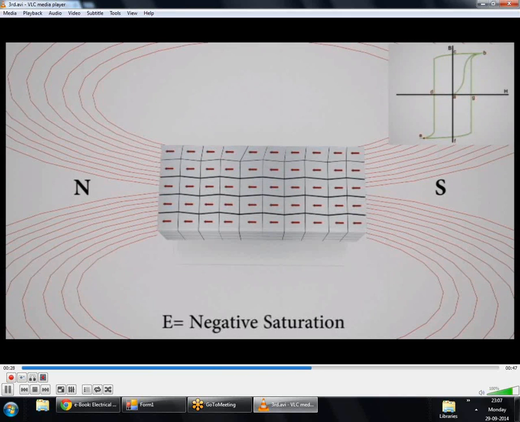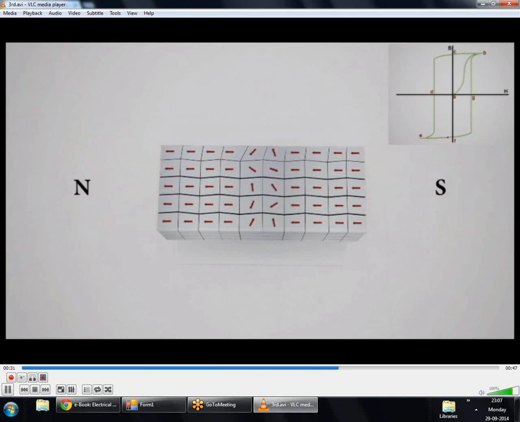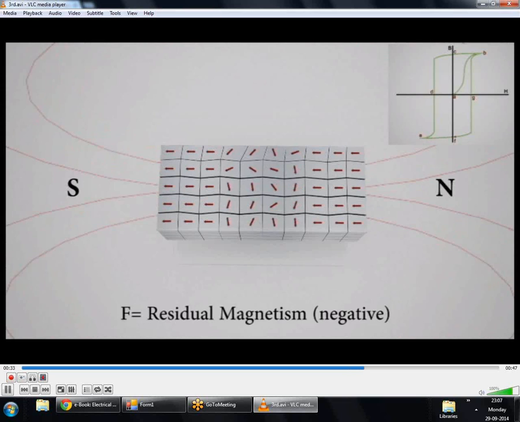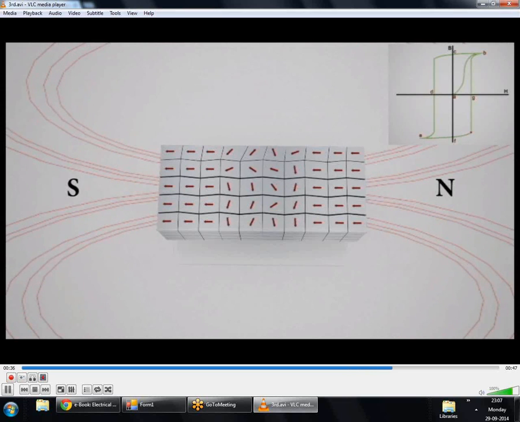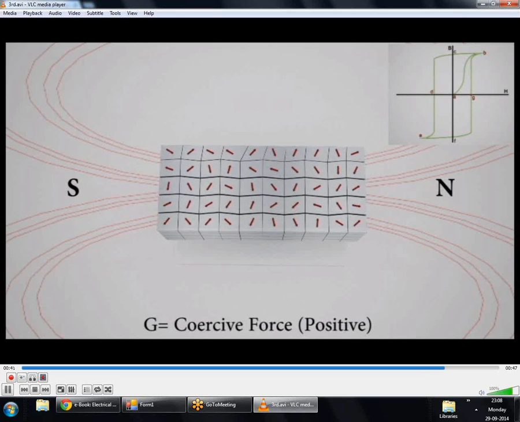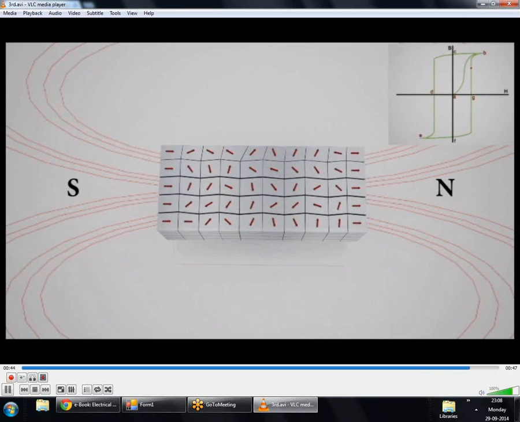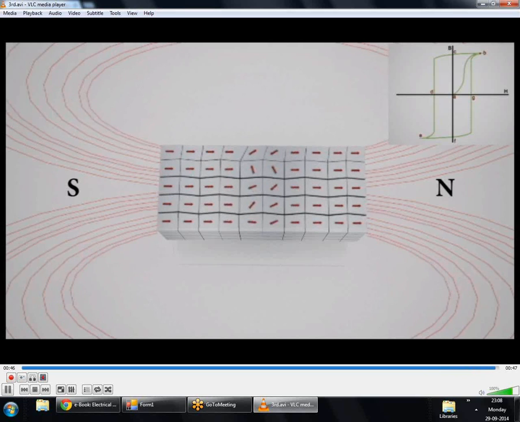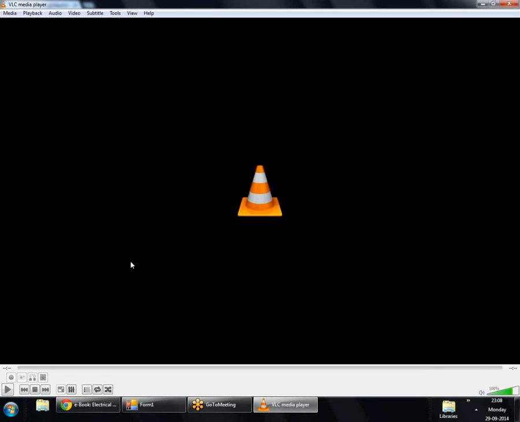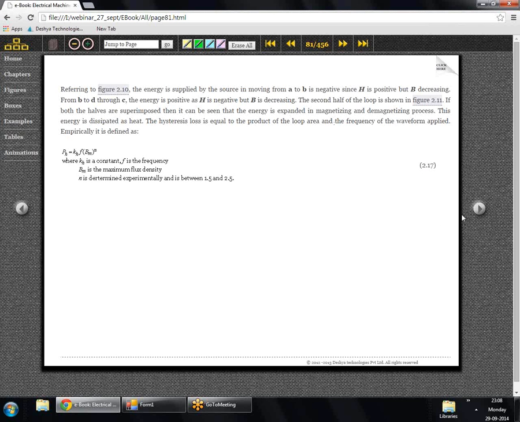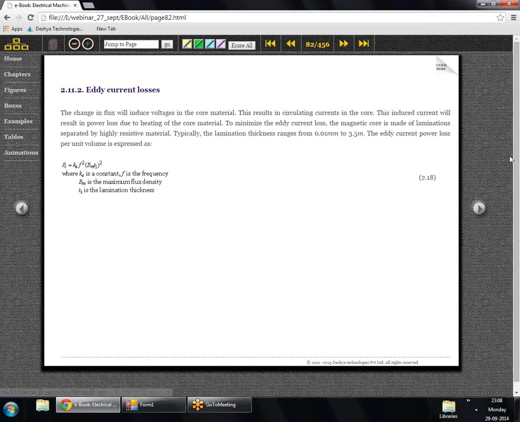If we are planning to design a core for our electrical machine, a transformer or a motor, it doesn't matter, the core should be made up of a material which has a very narrow hysteresis loop. And if we are planning to make permanent magnets, then it should be made up of a material which has a wide hysteresis loop. This is what we have seen in the animation. We saw the animation of a soft ferromagnetic material with a thin hysteresis loop and of a hard ferromagnetic material with a thick hysteresis loop.